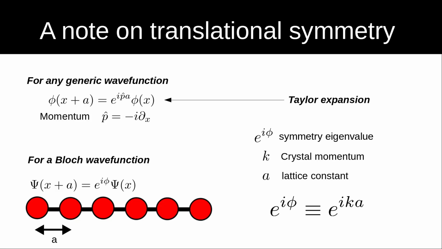And this is the reason why we call the symmetry eigenvalue phi the quasi-momentum, because it's essentially related to the actual momentum that we had originally in the Schrödinger equation. So from now on, let us refer to this symmetry eigenvalue just as the quasi-momentum. And of course, we will know that this quasi-momentum goes between, let's say, minus pi and pi.